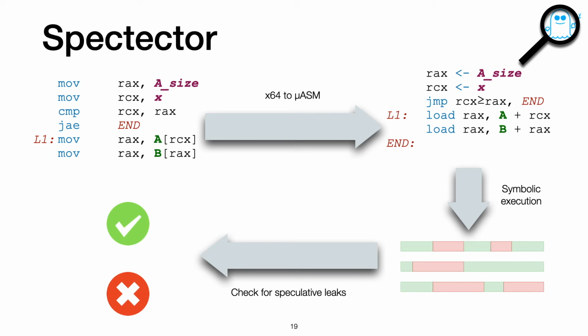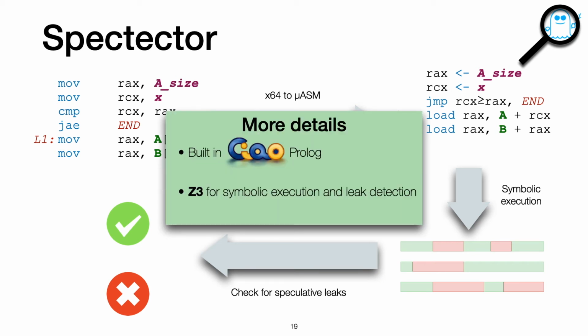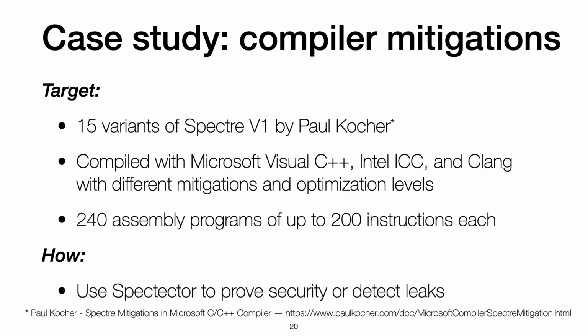Namely, the backend implements both the concolic execution engine for executing programs with respect to the speculative semantics and the checks for speculative leaks. The tool is implemented in the Ciao Prolog language, and it relies on the Z3 SMT solver for symbolic reasoning. As a first case study, we used Spectector to analyze how compilers place Spectre countermeasures.